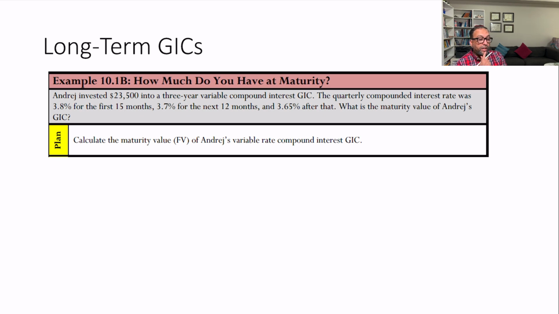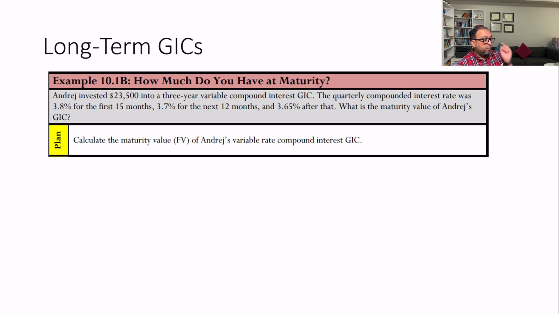Andrej invested $23,500 into a 3-year variable compound interest rate GIC. The quarterly compounding interest rate was 3.8% for the first 15 months, 3.7% for the next 12 months, and 3.65% after that. What is the maturity value of Andrej's GIC? So we calculate the maturity value, which is a future value, with variable compound interest rates.